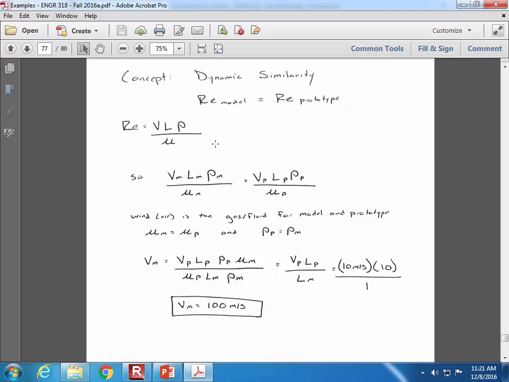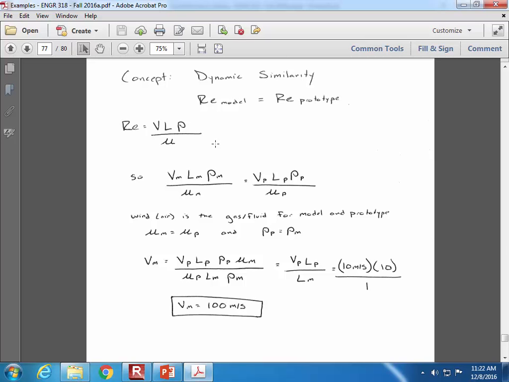All right, so we want to ensure that the Reynolds number experienced by both the model and the prototype is equal. And that tells us, for example, we know the prototype's going to fly at 10 meters per second. So the question is, what wind velocity should be used in the wind tunnel for the model?